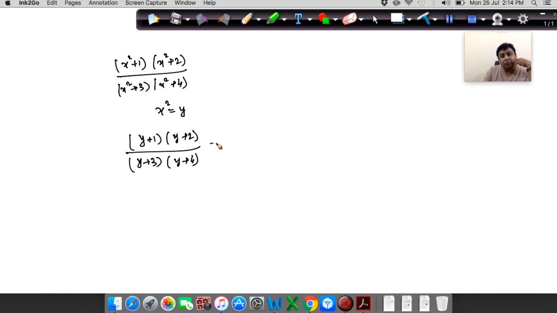So again I tell you that quicker method. y square upon y square is 1. The quotient is bound to be 1. And the rest is partial fractions. So you can break it as A upon y plus 3, B upon y plus 4. Now cross multiply and carry on. Try, otherwise I'll help you live in the class.